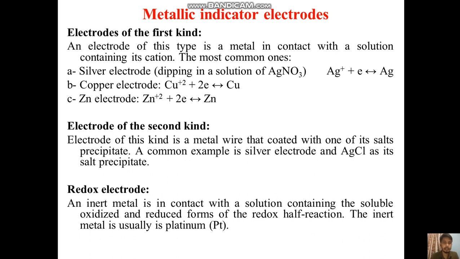An electrode of the second kind is a metal wire coated with one of its salt precipitates, and a common example is the silver electrode with AgCl as its salt precipitate. And the redox electrode is an inert metal in contact with a solution containing the soluble oxidized and reduced forms of a redox half reaction, and the inert material is usually platinum.